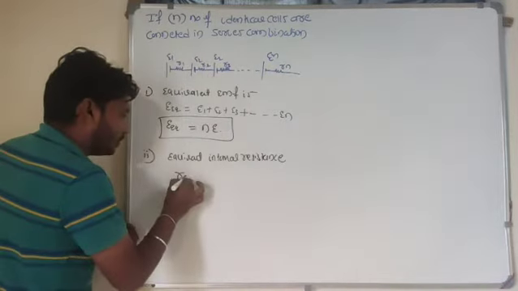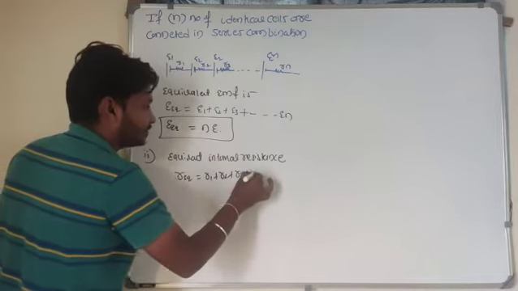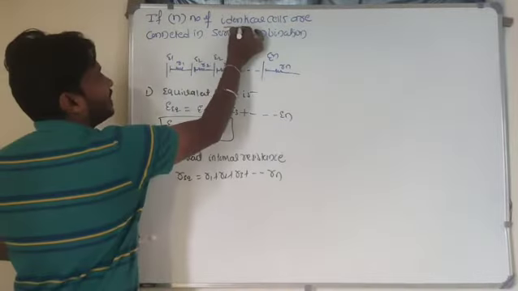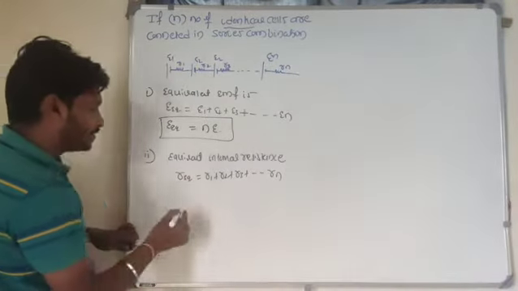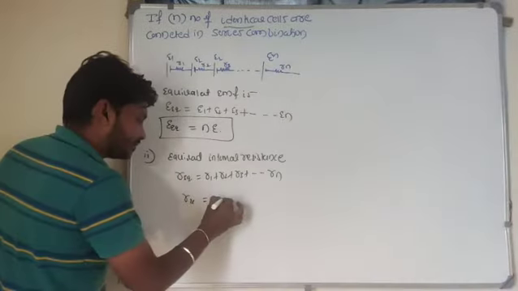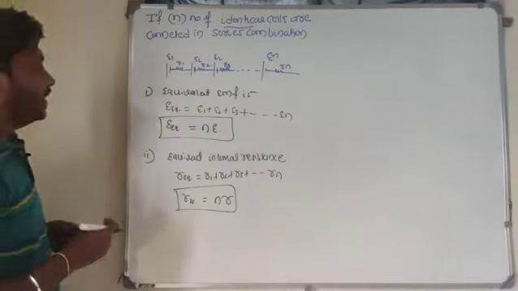And the equivalent internal resistance: the generalized formula is R1 plus R2 plus R3 up to R of n. For n identical cells, the resistances are also identical, so R plus R plus R, like that. So the equivalent internal resistance will be n into R.